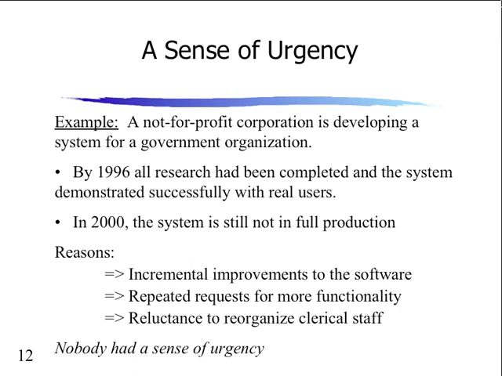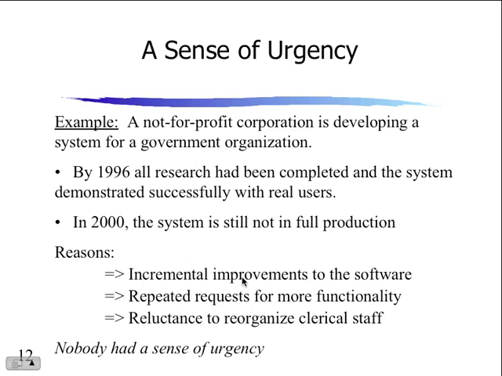A nonprofit corporation is developing a system for a government organization. 1996, all the research has been completed, and the system demonstrates successfully with real users. 2000, the system is still not in full production. 4 years later, after it was already proven and it was already successful. Reasons why: incremental improvements to the software.